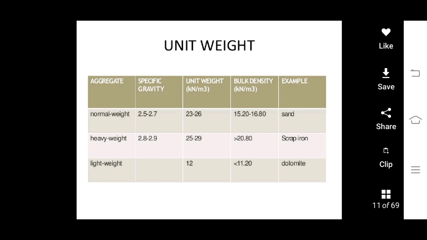For heavyweight aggregates, the specific gravity ranges from 2.8 to 2.9. The unit weight ranges from 25 to 29 kilonewton per meter cube. Bulk density is more than 20.80 kilonewton per meter cube, and the best suitable example is scrap iron. And for lightweight aggregate, the unit weight ranges up to 12 kilonewton per meter cube, bulk density less than 11.20 kilonewton per meter cube, and the best suitable example is dolomite.